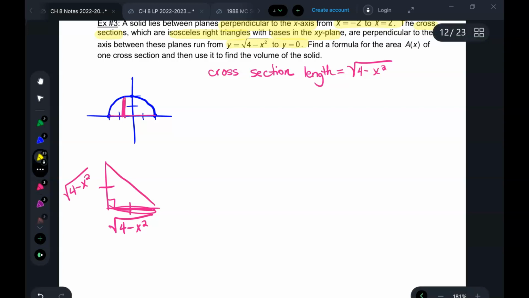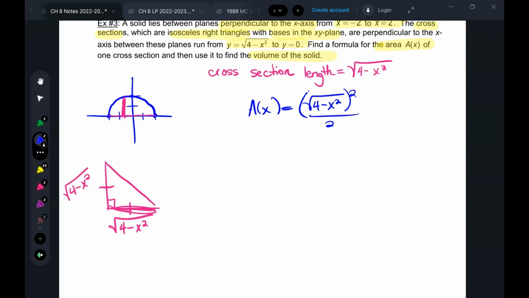Okay, so same directions: find a formula for the area, and then use it to find the volume. So area is going to be what? 4 minus x squared divided by 2. Good. Right, makes sense. So that's how we get the 4 minus x squared over 2. And now volume.